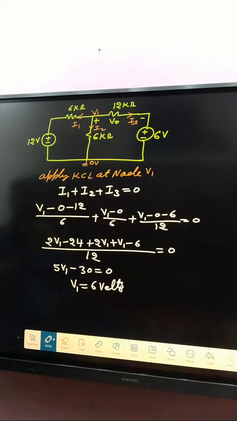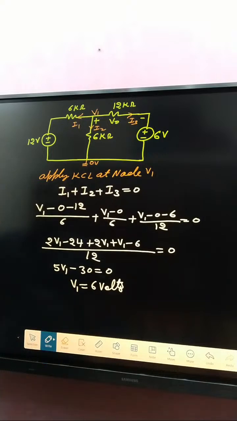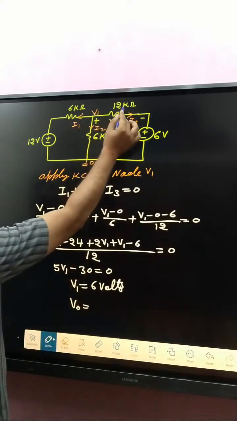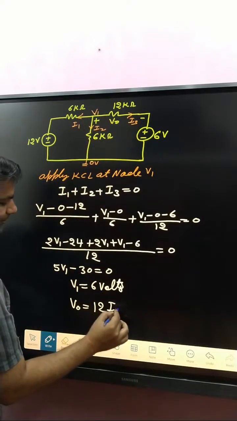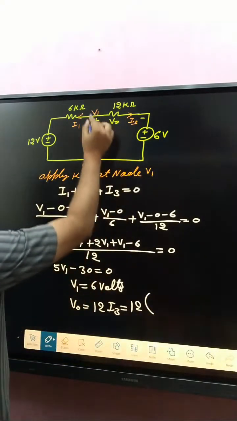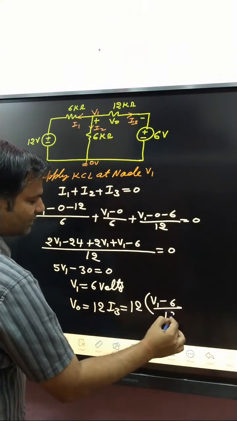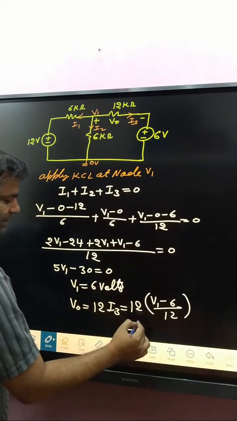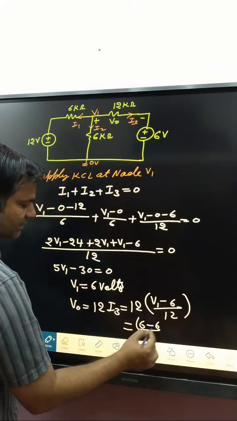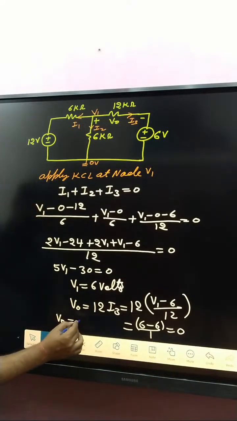Okay. Now the next target is what about V0? V0 is written as 12 into I3. So 12 into I3 is how much? V1 minus 6 divided by 12, times 12. And V1 is 6, so 6 minus 6, that cancels. So that is 0. It means V0 is 0 volt.